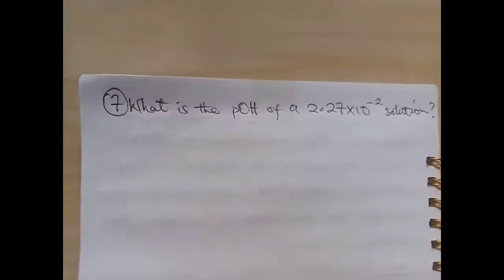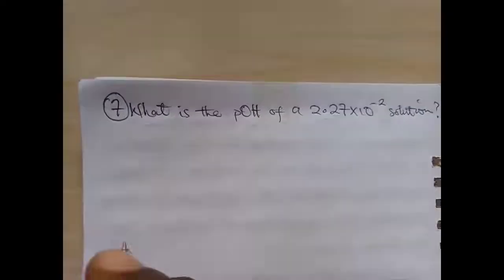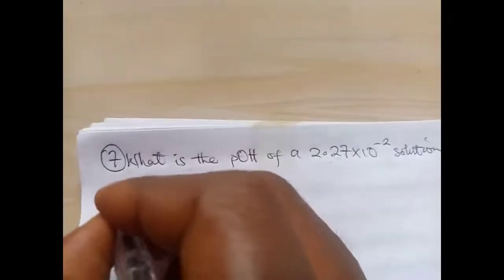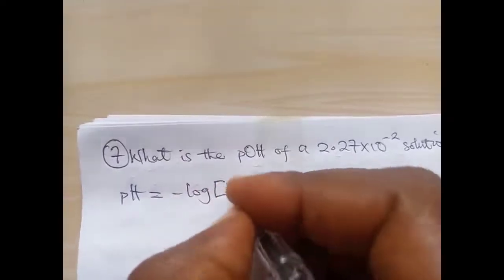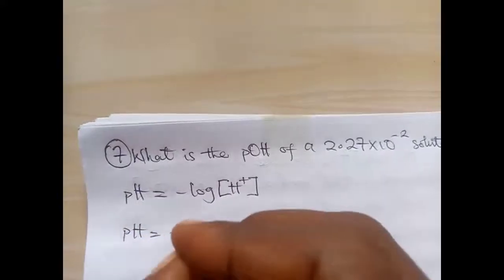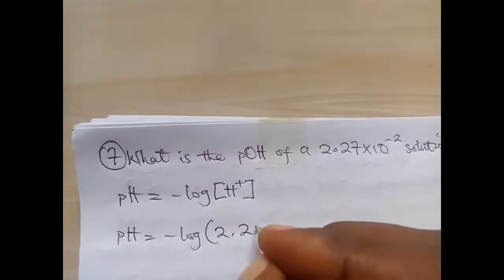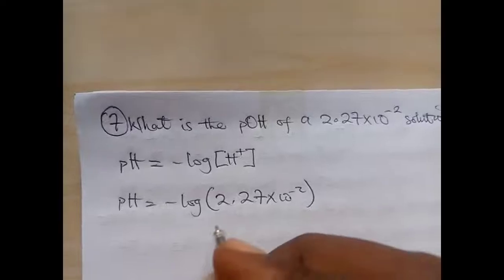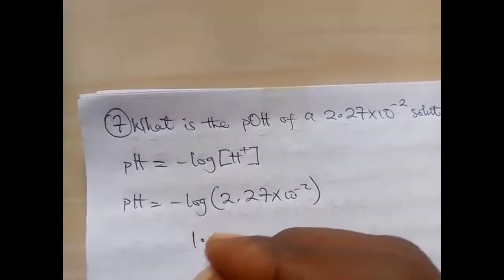The next question says, what is the pOH of a 2.27 times 10 raised to the power minus 2 solution? pOH is what we're asked for. We know that pH is equal to negative logarithm of the concentration of hydrogen ion. So pH is equal to negative logarithm of 2.27 times 10 raised to the power minus 2. Now, if we press the logarithm of that, we have 1.64.